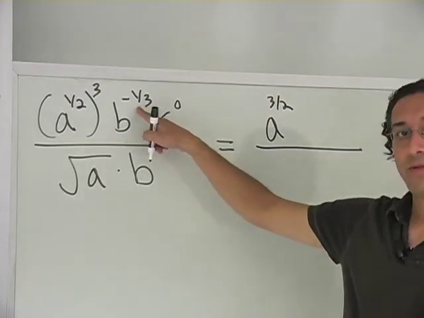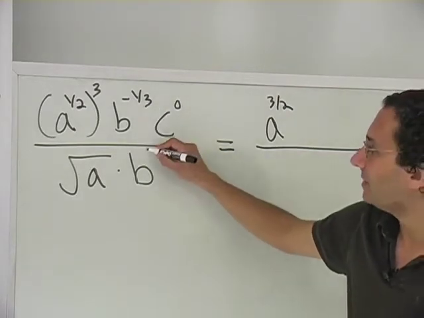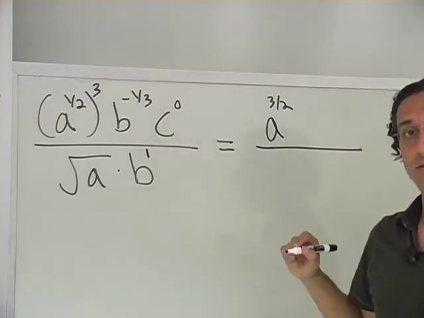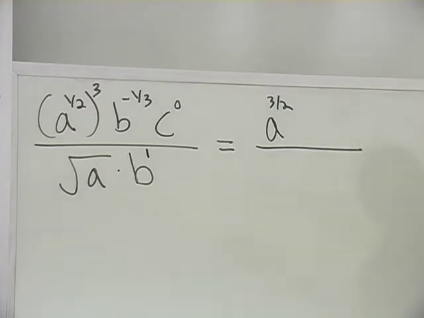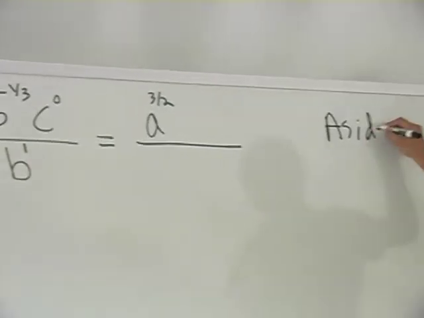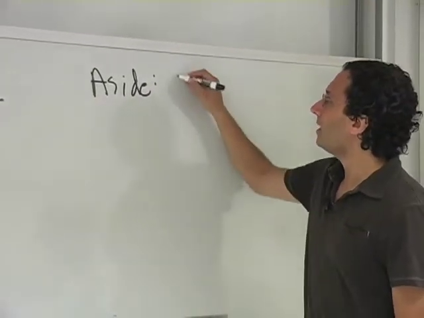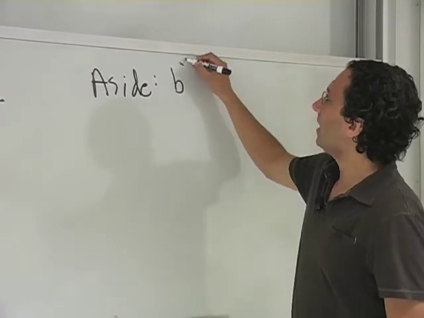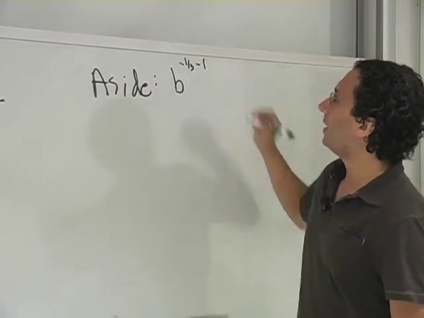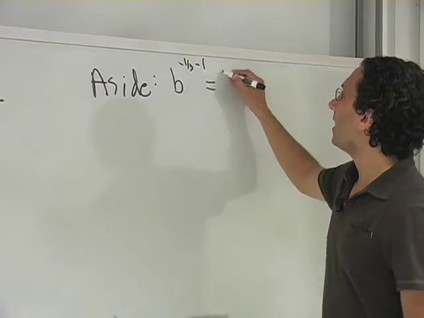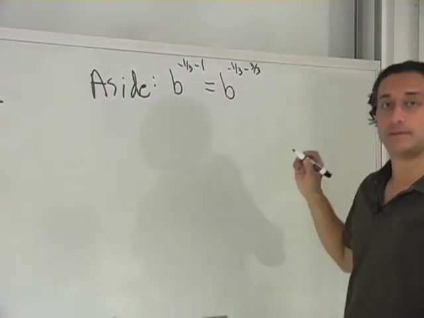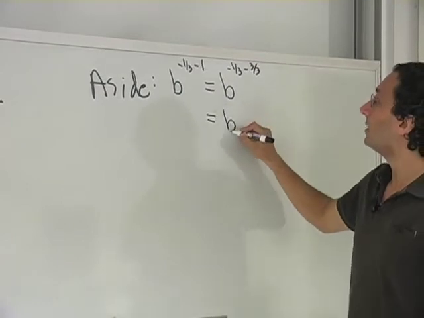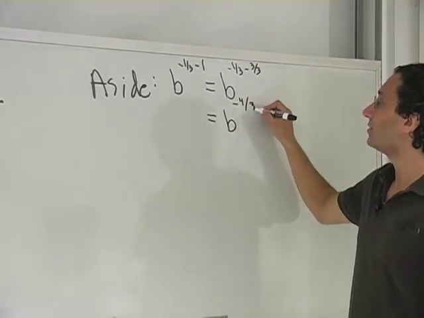B to the minus 1/3 divided by b to the first. Well, you can subtract exponents. So I'm going to do a little bit of an aside here so we don't get too cluttered. In other words, it becomes b to the minus 1/3 minus 1, aka b to the minus 1/3 minus 3/3, or b to the minus 4/3.